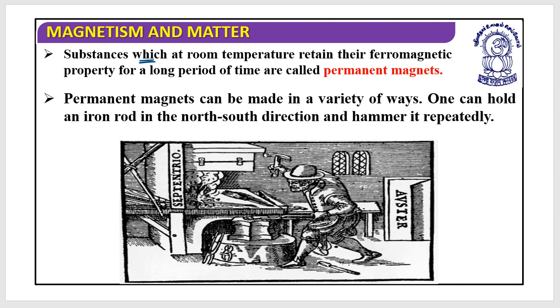So we can say that substances which at room temperature retain their ferromagnetic property for a long period of time are called permanent magnets. And these permanent magnets can be made in a variety of ways. One option is one can hold an iron rod in the north south direction, and hammer it repeatedly. So this is the way the permanent magnets can be formed.